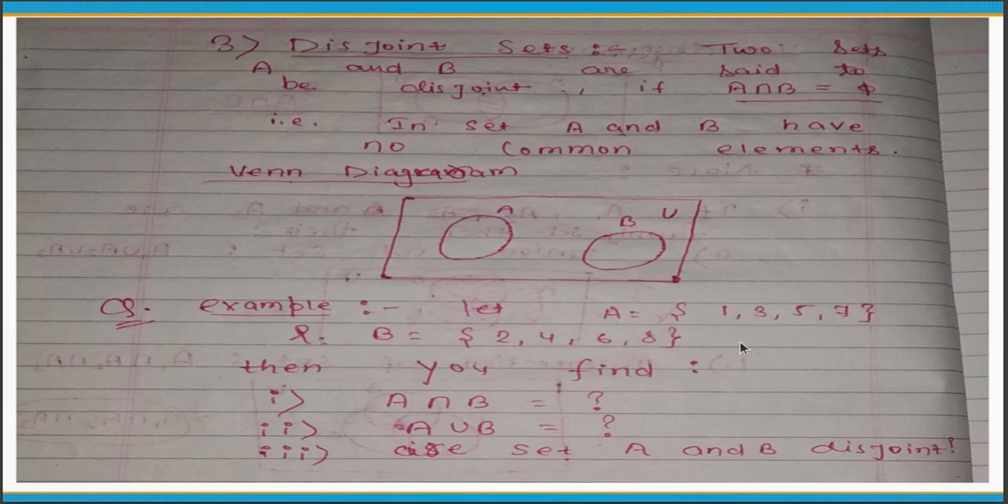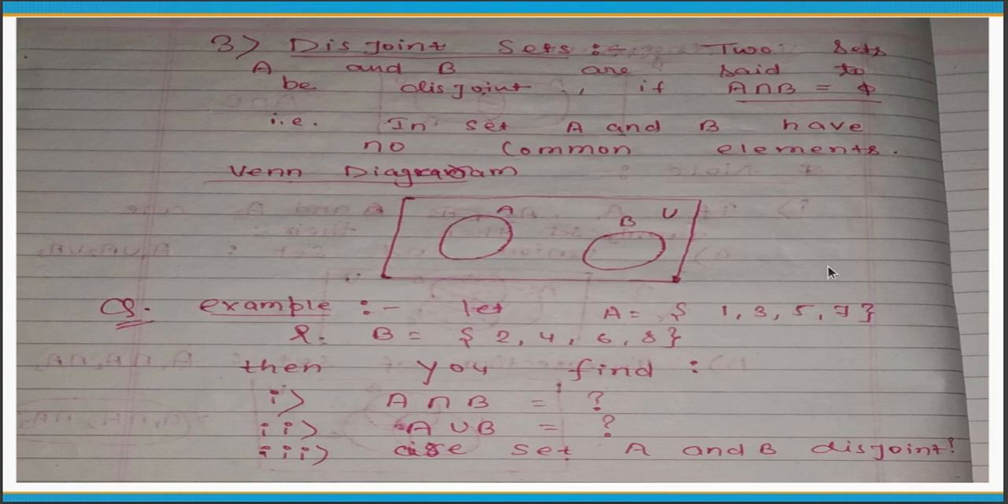For example, let A equal 1, 2, 3, 5, 7 and B equal 2, 4, 6, 8. Then you can find A intersection B. Sets A and B have no common element. Then A union B is the set 1, 2, 3, 4, 5, 6, 7, 8. Are sets A and B disjoint? Yes, because A intersection B equals phi. They have nothing in common.